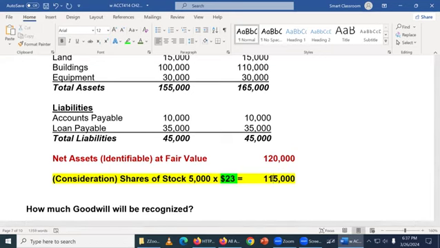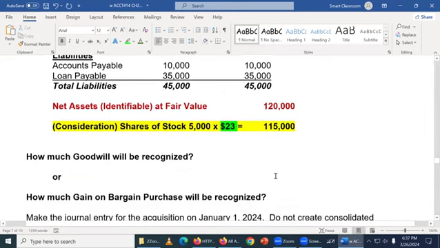Now we got $120,000 worth of stuff. We paid $115,000 for it. So what's that going to be? It would be 5,000, and what we're going to call it? Yep, a bargain purchase. So this will be.